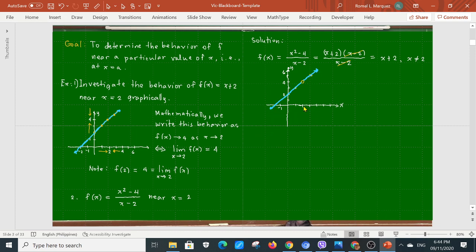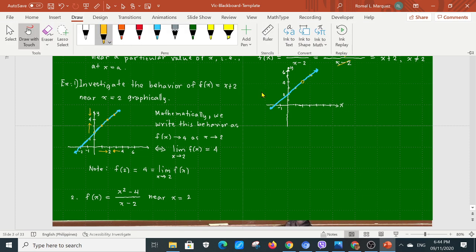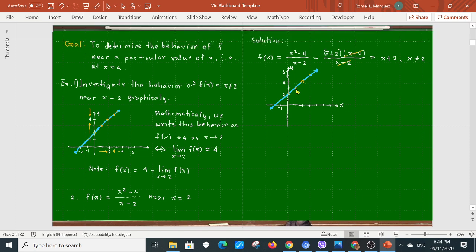Okay now? So these are some of the points that we plotted. Again, this is a hole. So this point is a hole. That's the difference between the first function and the second function.